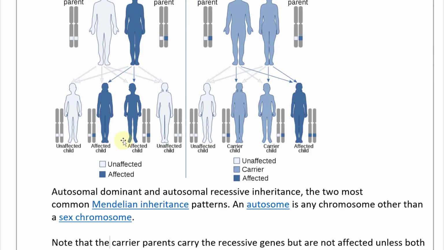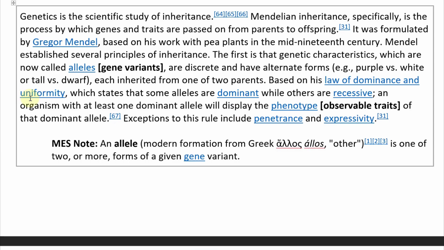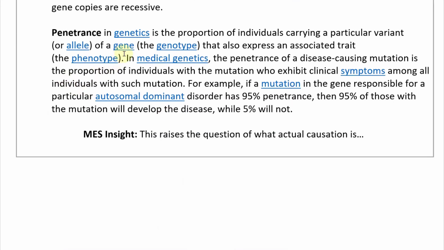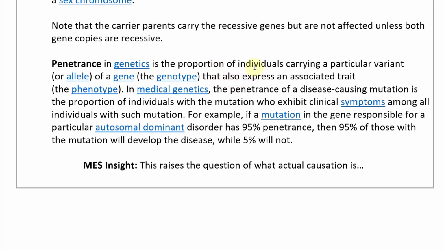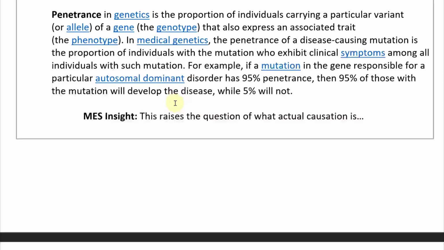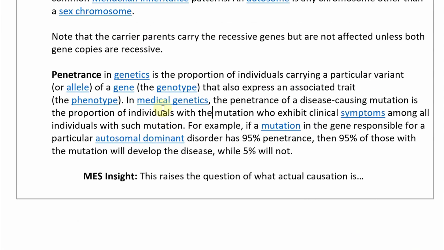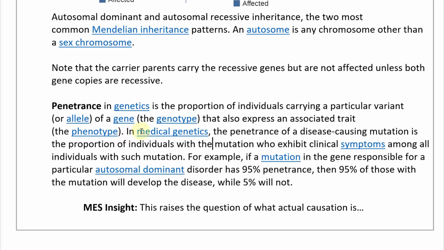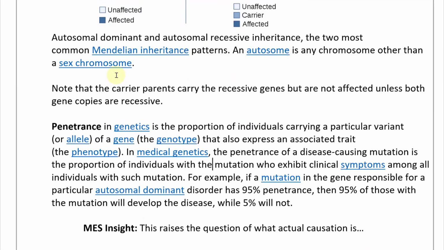And now let's look at the exceptions to the rule, and that is penetrance and expressivity. So penetrance in genetics is the proportion of individuals carrying a particular variant or allele of a gene, the genotype. And we'll get to genotype soon. That's over here. Yeah, so it's the proportion of individuals carrying a particular variant or allele of a gene, the genotype, that also express an associated trait, the phenotype, so the actual visible characteristics, like blue skin, for example.